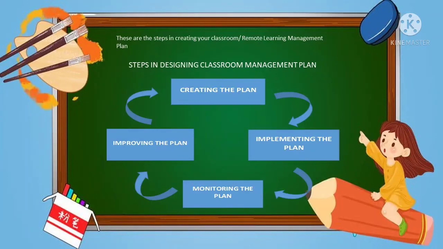So here are the steps in designing a classroom management plan. First, creating the plan. Second, implementing the plan. Third, monitoring the plan. And lastly, improving the plan. So here are the steps in creating a classroom management plan. The first one is creating the plan.